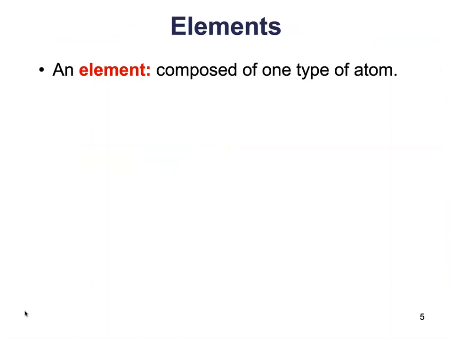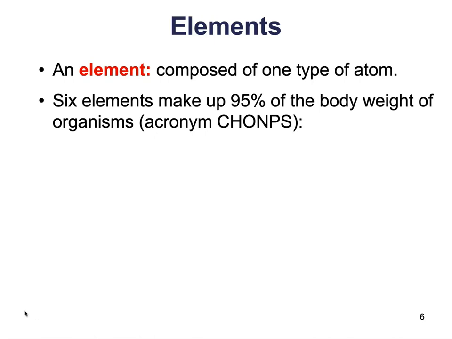Elements are substances that cannot be broken down into a simpler substance by ordinary chemical means, meaning they're only composed of one type of atom. Each element has its unique chemical characteristics, or unique chemical properties, such as density, solubility, melting point, and reactivity. There are 92 elements that are naturally occurring. However, only 6 elements make up 90% of the body weight of organisms.